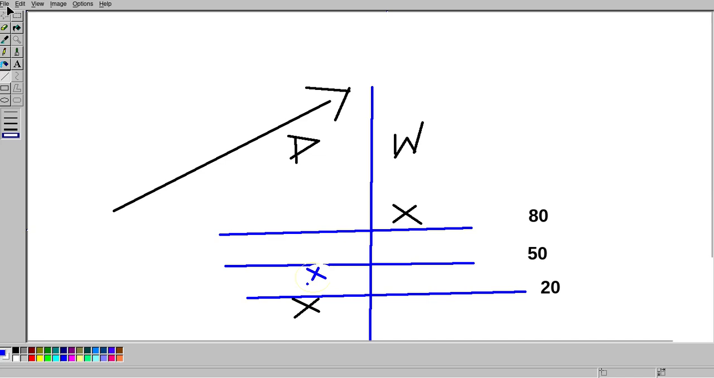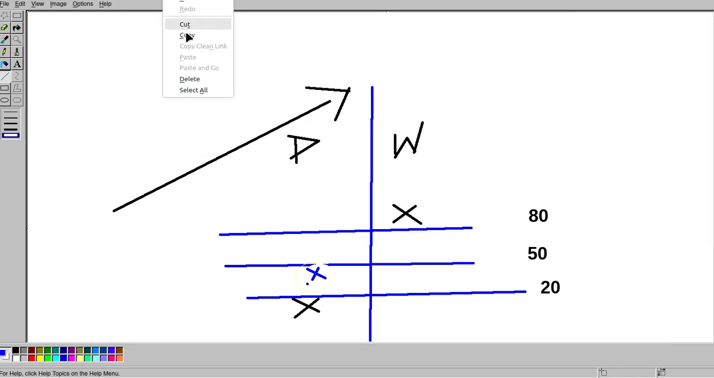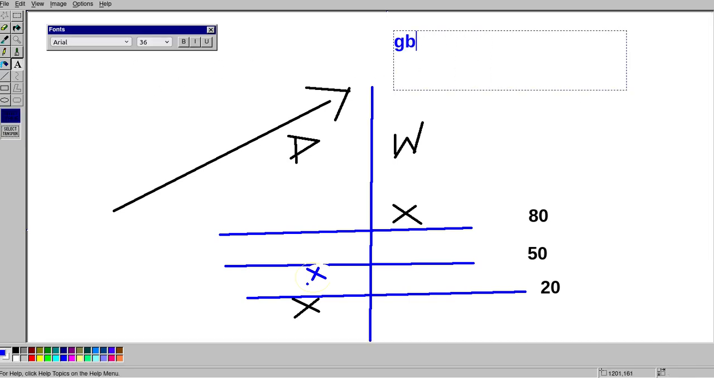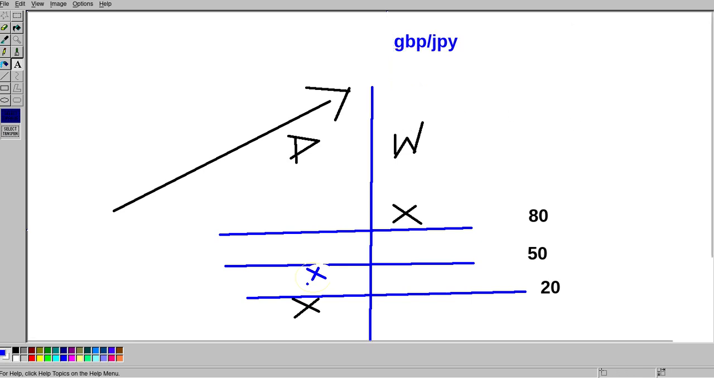Let me see if I can save this, or if I can copy. Just a second. All right, so that's the first school of thought, and this is what happened with this currency pair here.